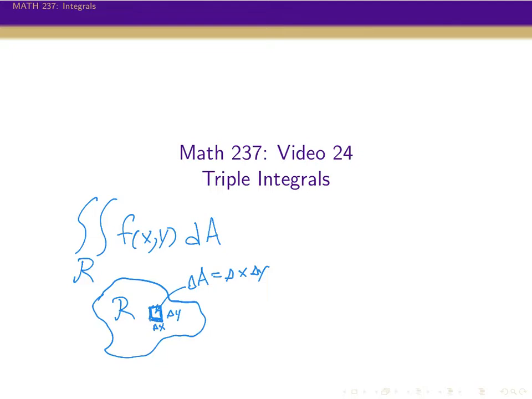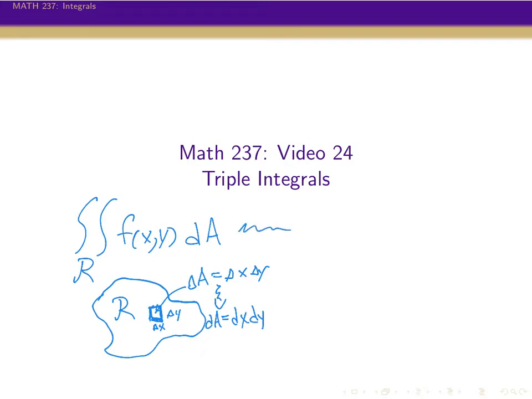And then we take our limits, and dA is equal to dx dy, or dy dx in some order. Okay, so what happens when we add one more dimension? In 2 dimensions we had flat regions. In 3 dimensions, now we're going to be integrating over solids.